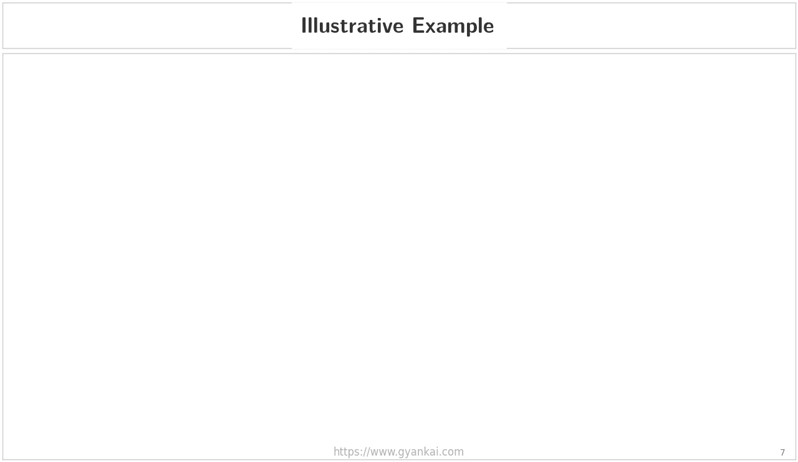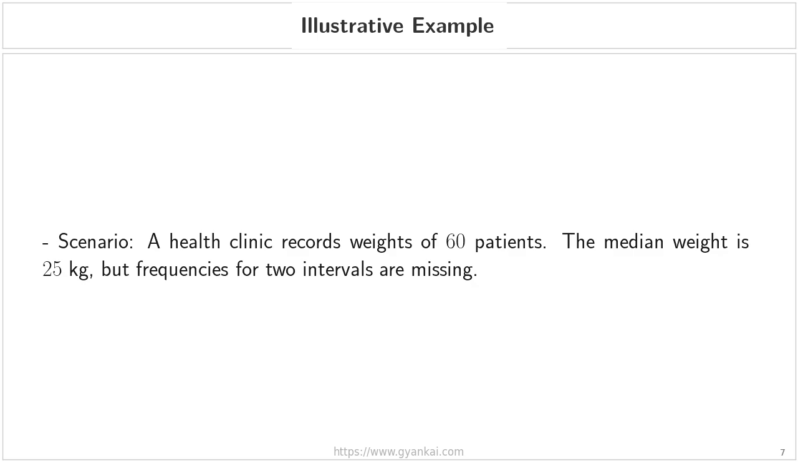Illustrative example. Now that we have understood the theoretical steps and the formula required to solve these types of problems, let's look at a practical application. Imagine a scenario where a health clinic has recorded the weights of 60 patients. We are given that the median weight is 25 kilograms, but there is a catch. The frequencies for two of our weight intervals are unknown.